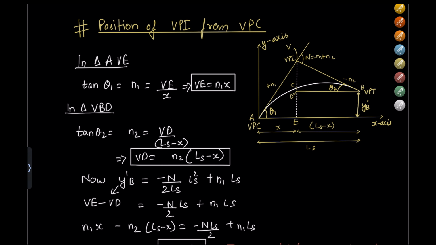So what is VPI? It is the vertical point of intersection, and what is VPC? It is vertical point of curvature. So what is the position of VPI with respect to vertical point of curvature? That is what we are trying to find out.